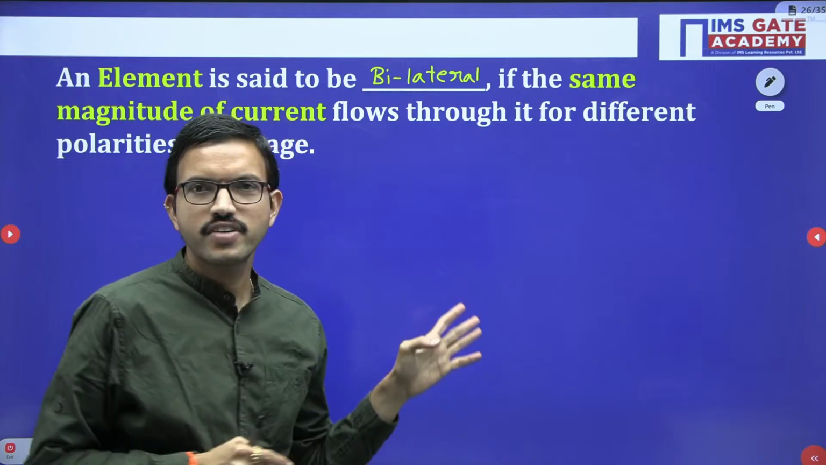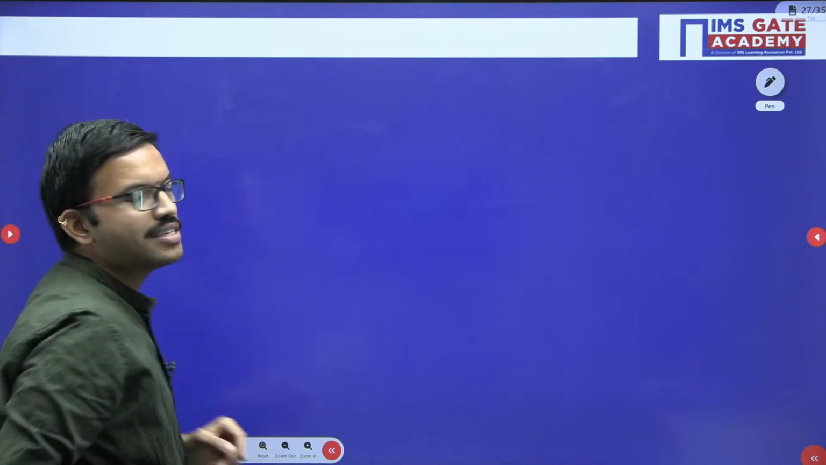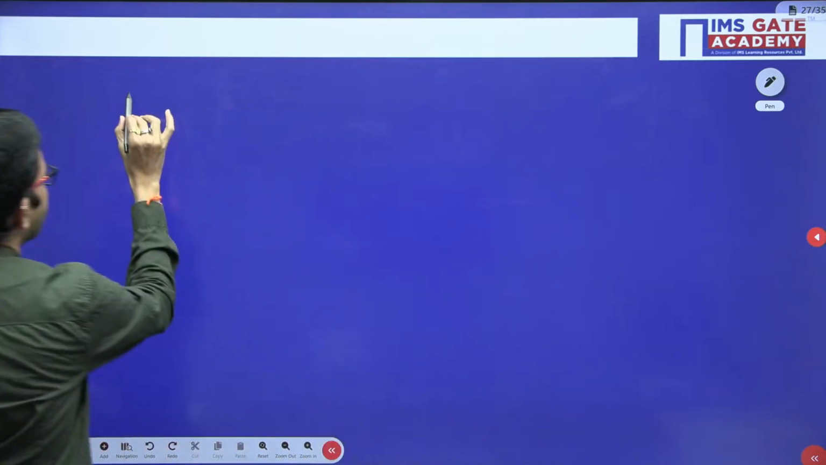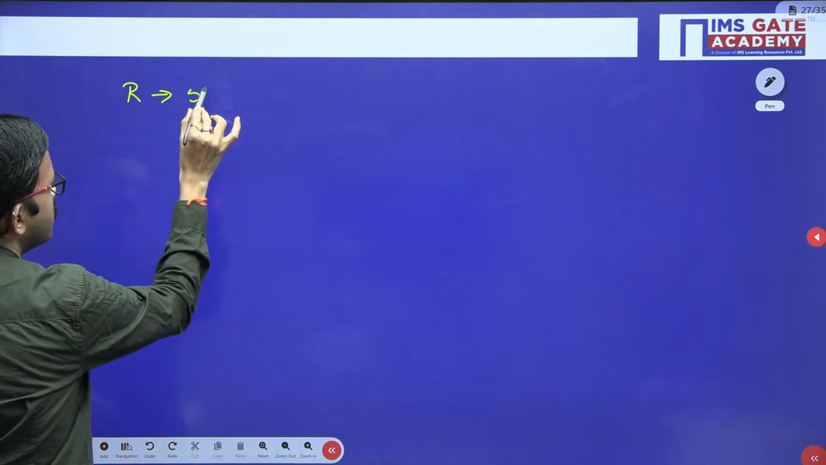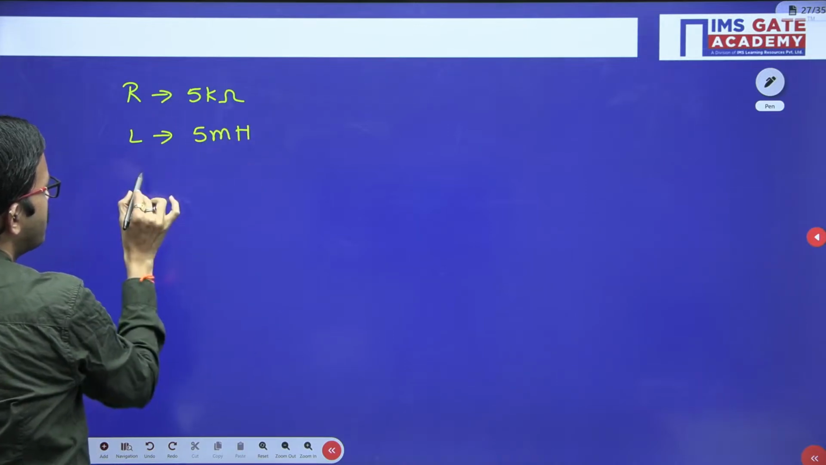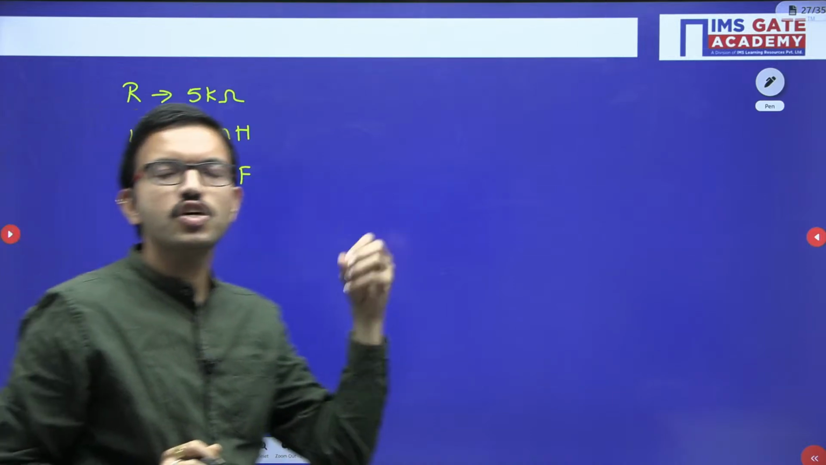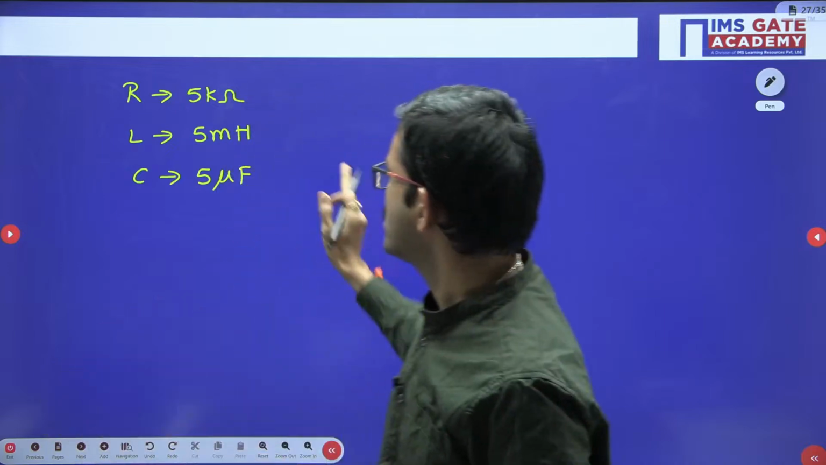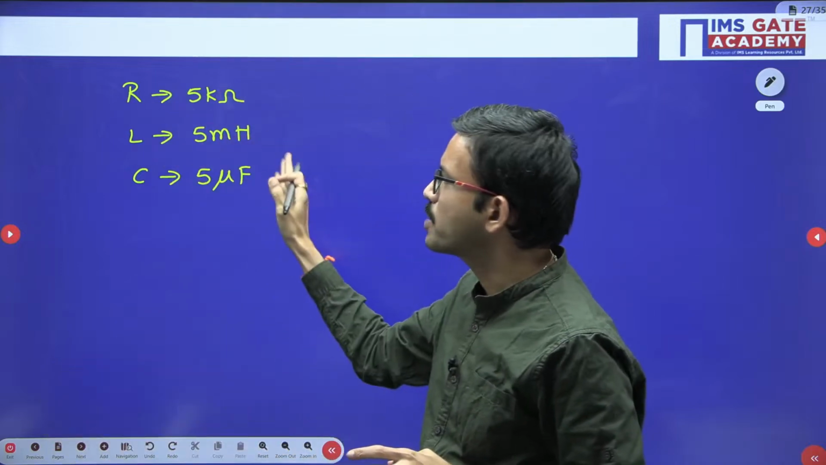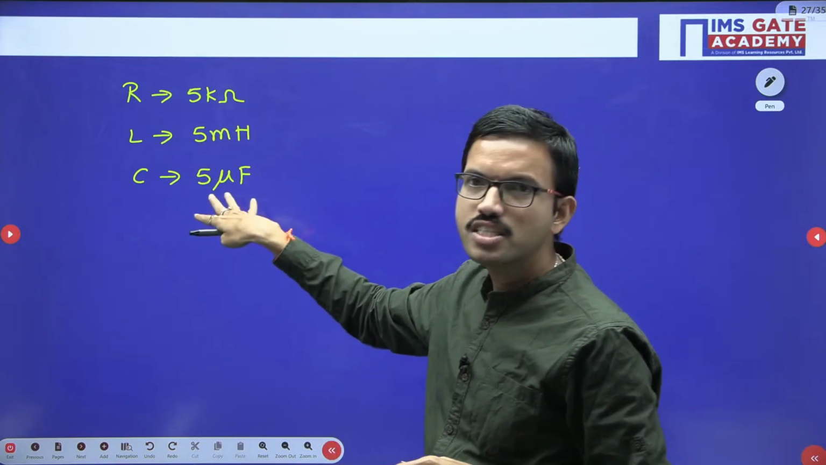So now one more classification is regarding lumped and distributed. Okay, it is very simple. Whatever resistor, inductor, capacitor values you have, for example, resistor value 5 kilo ohm, inductor 5 millihenry, capacitor 5 microfarad. Whenever you are using these in any experiment, the resistance value, inductance value, and capacitance value are fixed.